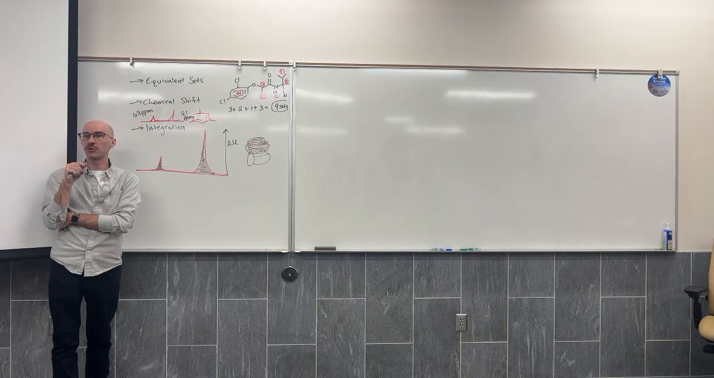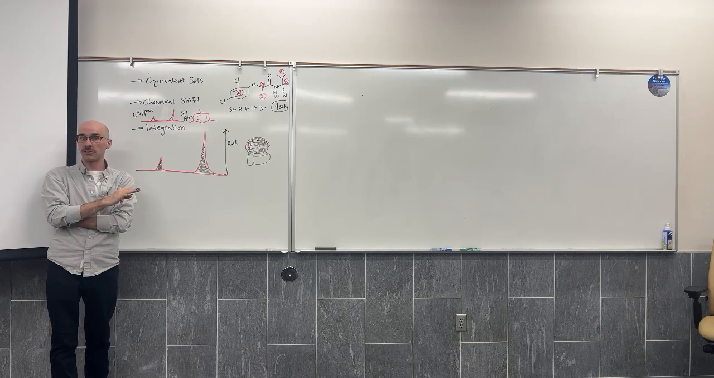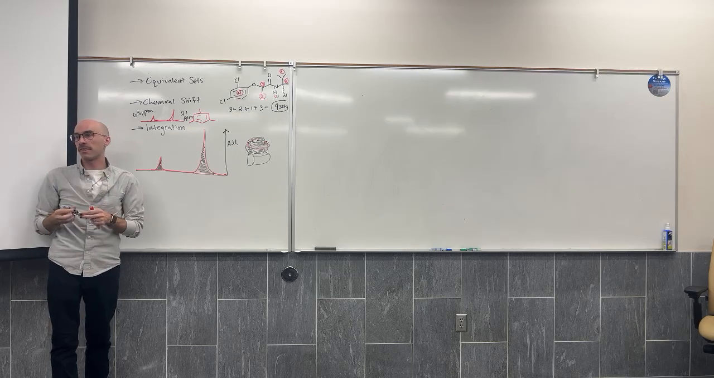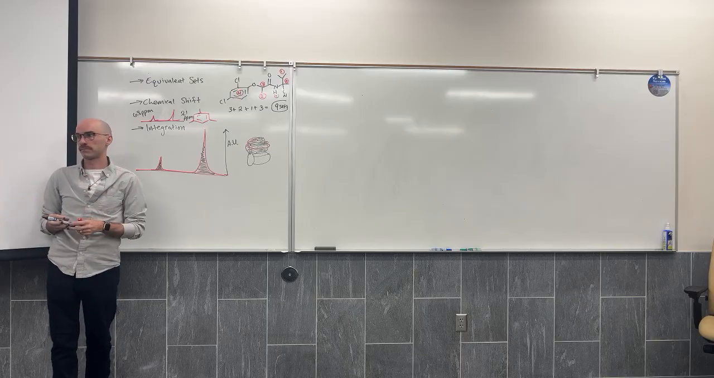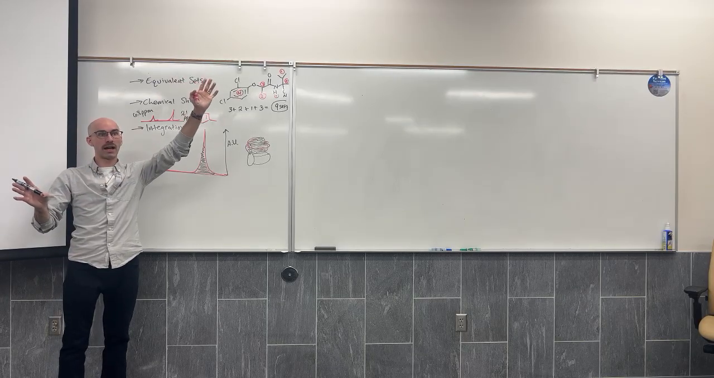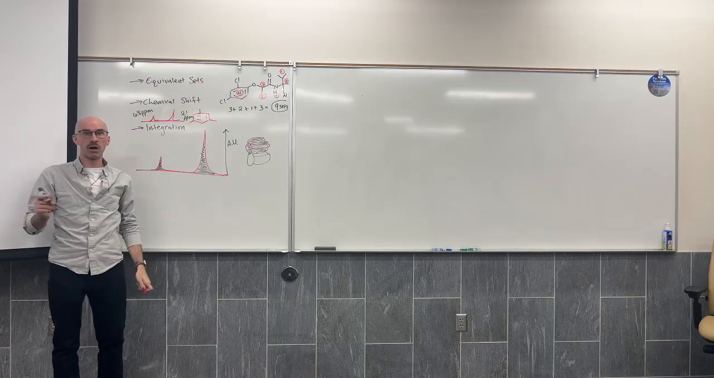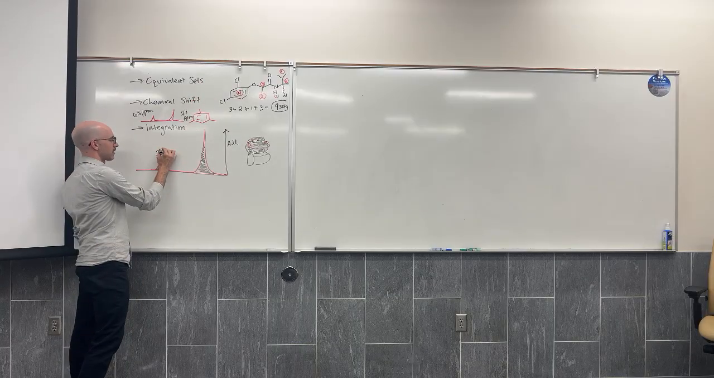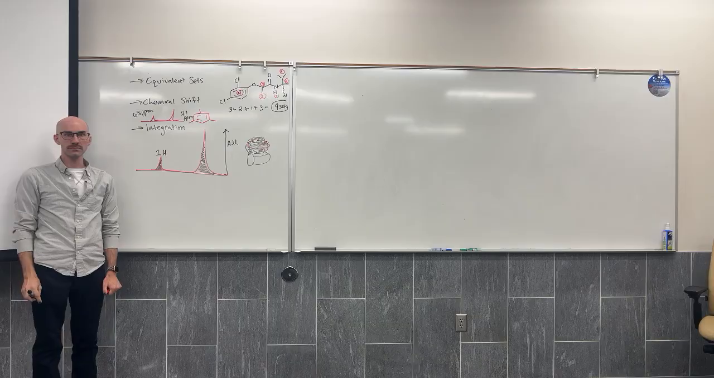What our instruments will do is normalize. It will find the lowest area signal, and it will say, this is 1. And then relative to that signal, all of the others will have some area greater than 1. So it will take this signal and it will say 1.